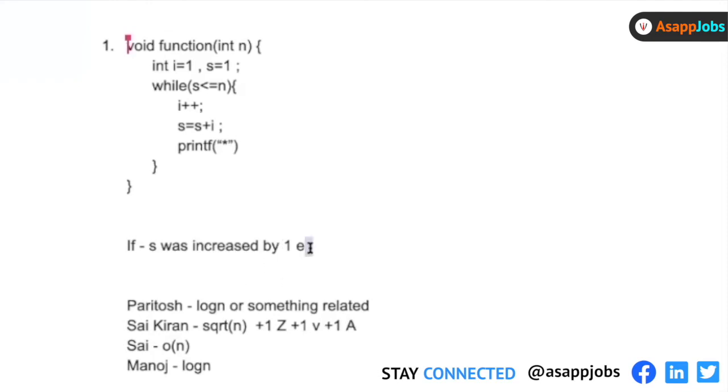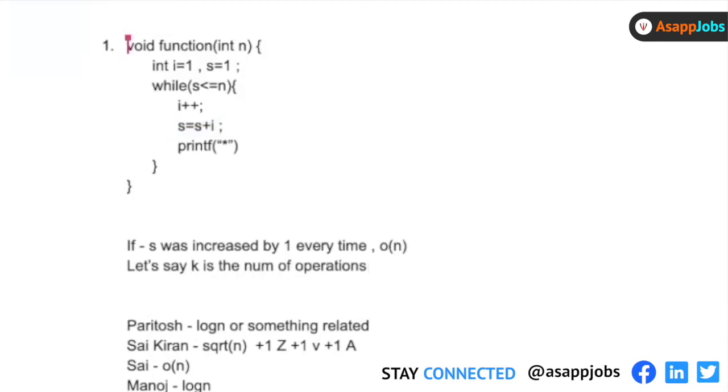If s was increased by 1 every time, the complexity would have been O of n. But here's a slight difference. S is not getting incremented by 1 every time. Rather, s is incremented by i every time, and i is also getting incremented. So i initially was 1, the next time it will be 2, the third time it will be 3, right? So s was initially incremented by 1, then by 2, later by 3, and so on. Since s is getting increased by an increasing value every time, the number of operations inside the while loop will be somehow less than n. It will not be proportional.